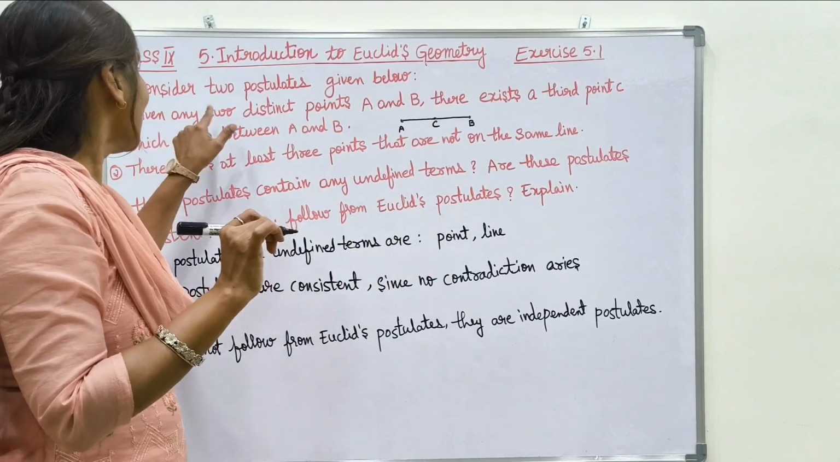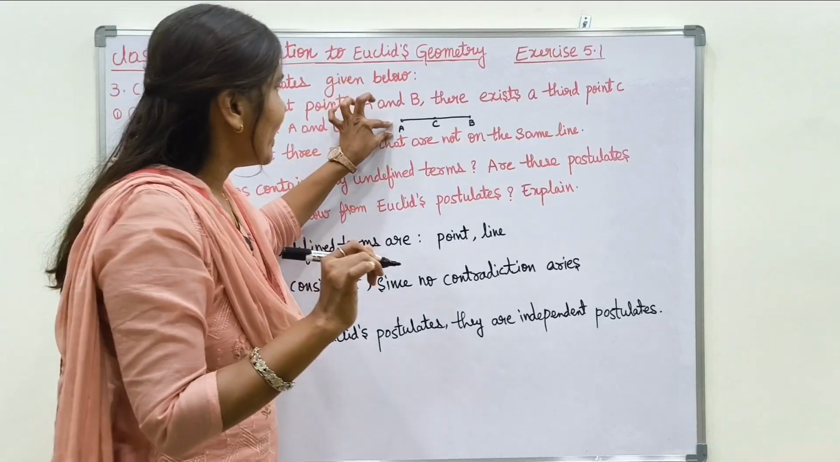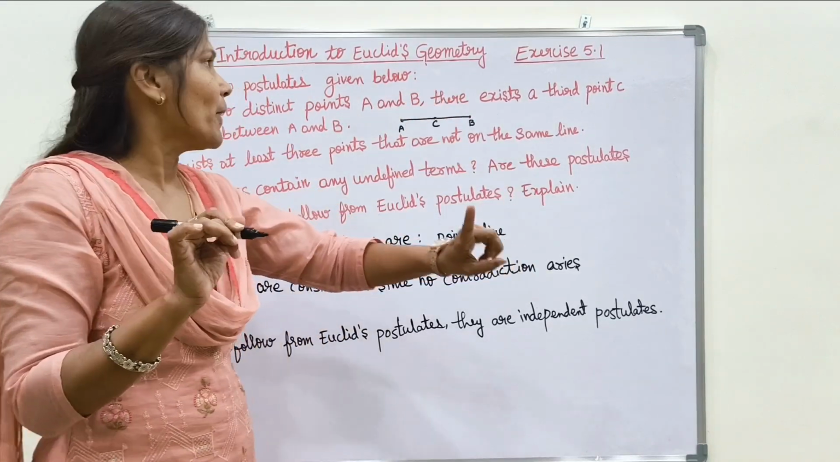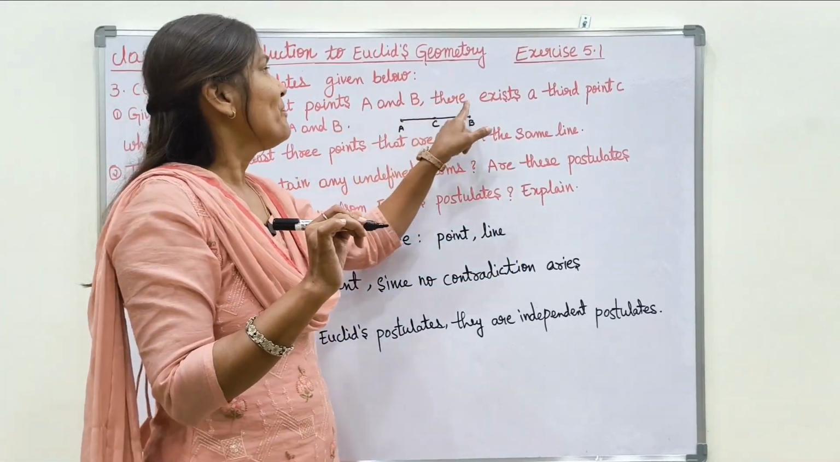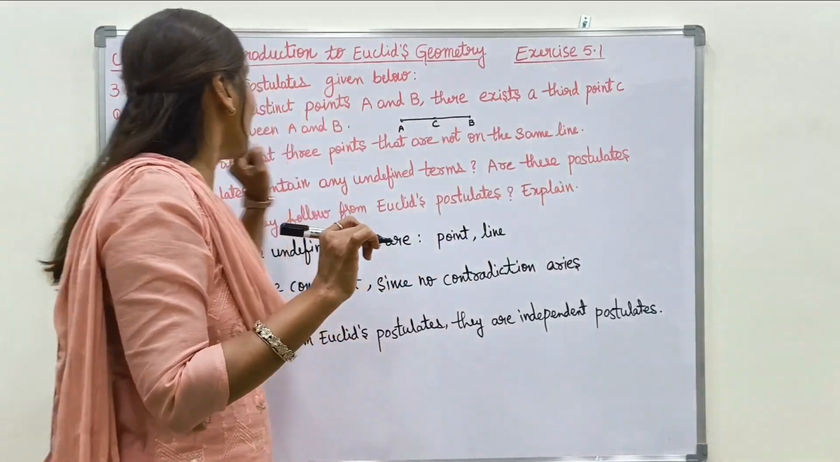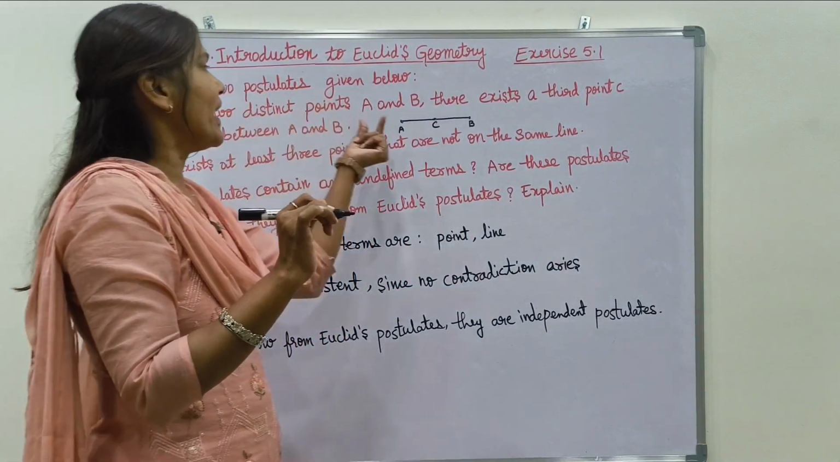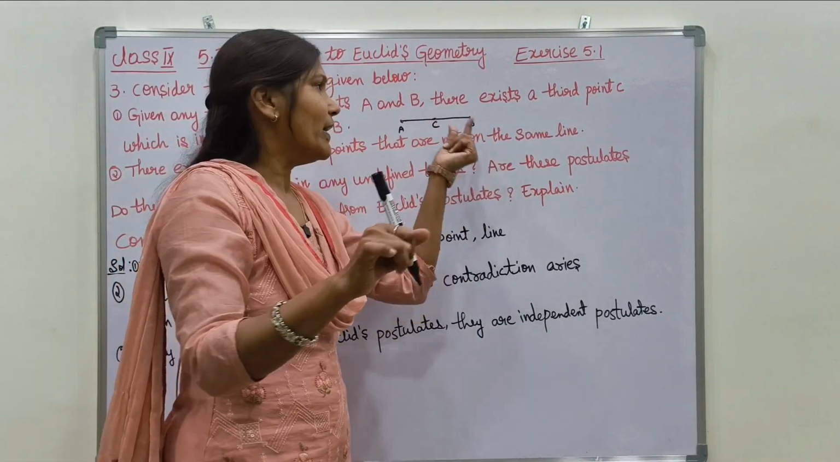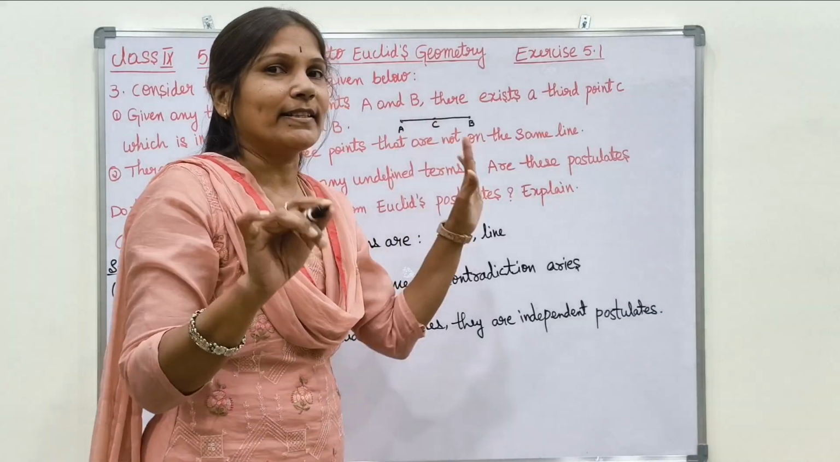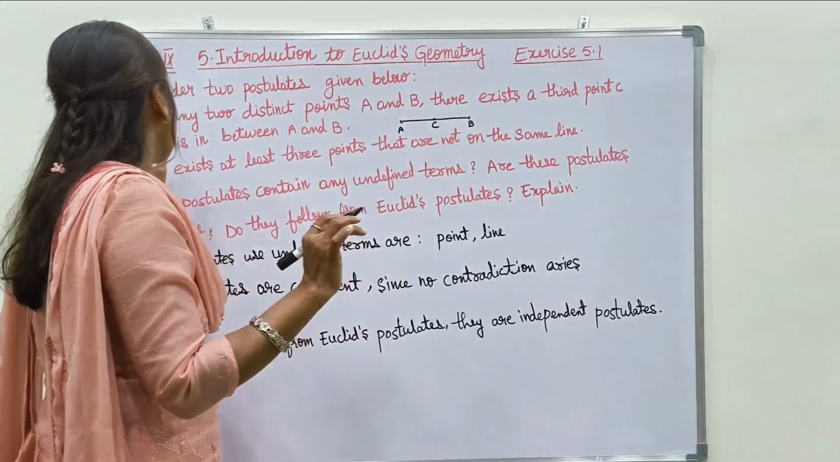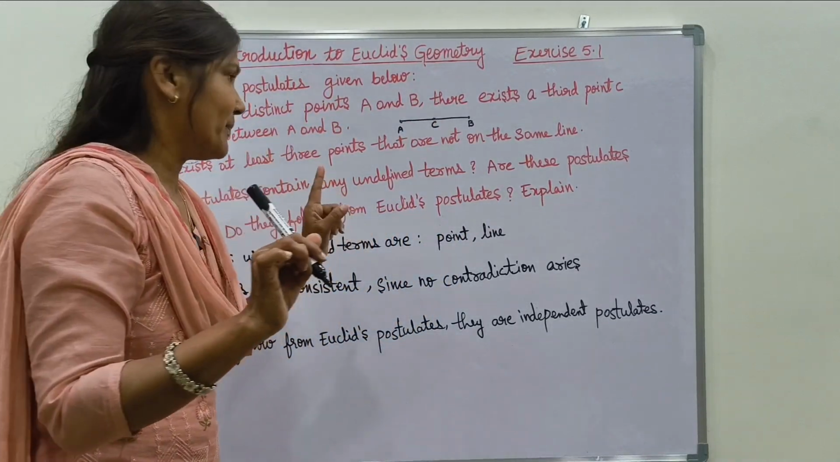See here once again, two distinct points are given, point A and point B. There exists a third point C which is between A and B. In the middle of A and B you have to put one point, that is C. See here, this is the meaning of the first postulate.